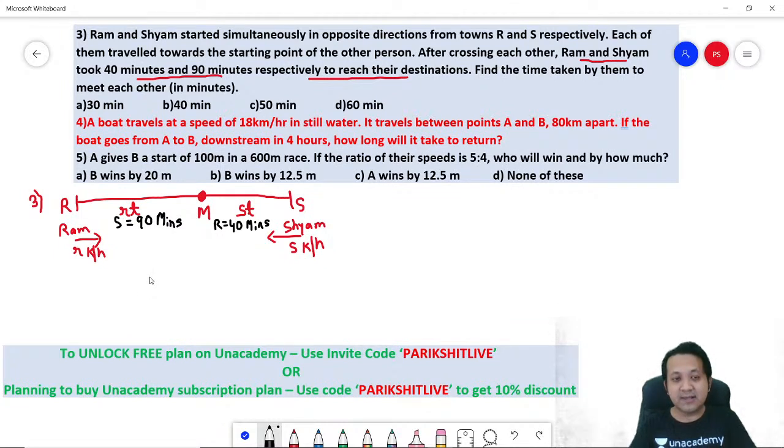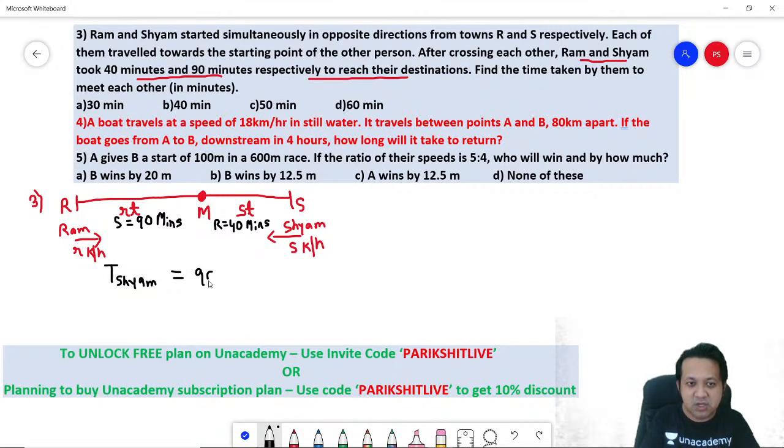Let's start. Remember the time taken to cover RM by Shyam. The time taken by Shyam to cover RM is 90 minutes. Time is distance divided by the speed. What is the distance RM? Remember, the distance RM is RT. Distance divided by the speed. Who is traveling? Shyam is traveling. He takes 90 minutes to cover the distance. So RT by S is 90. Let's call it equation 1.